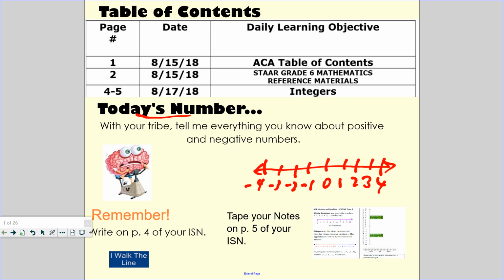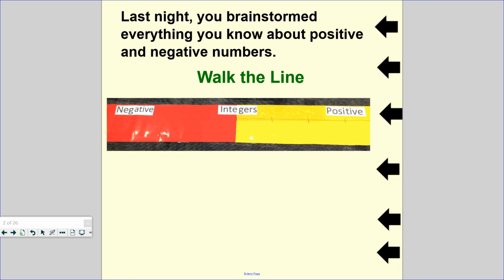It could be examples. I found money. That's a positive. I spent money. That's a negative. The airplane flew 4,000 feet above the land, so that'd be positive. A submarine is below the sea level. So those are examples. Last night you brainstormed everything you know about positive and negative numbers.